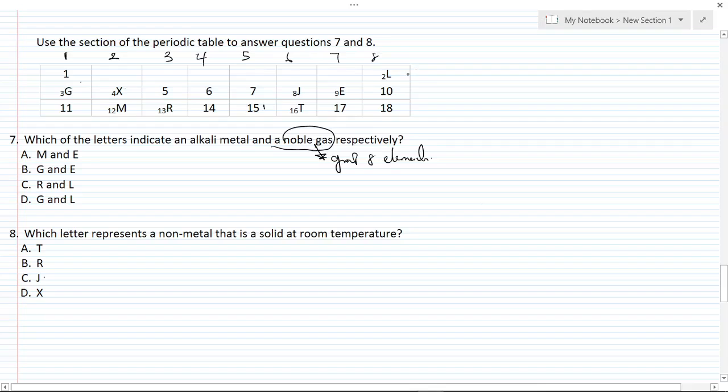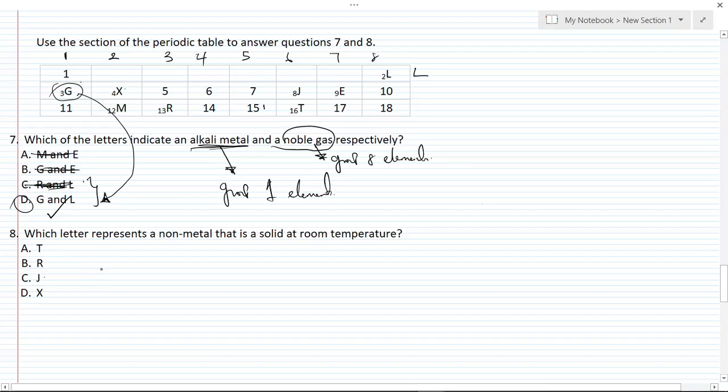So group 1, 2, 3, 4, 5, 6, 7, 8. So the only element or letter rather in group 8 is L. So it means automatically not A, not B. So we have a tie between C and D. So the next criteria is alkali metal. And alkali metal is the other name for what? Group 1 elements. So now again, we just have to look for which letter falls in group 1. So luckily, we have option G, and that means option D would be the correct option.